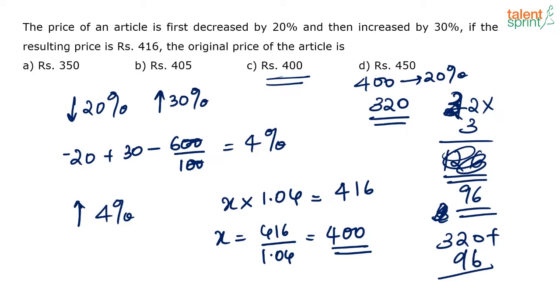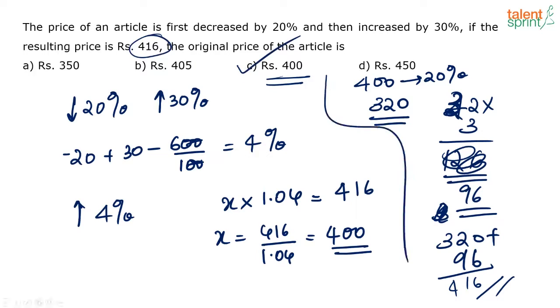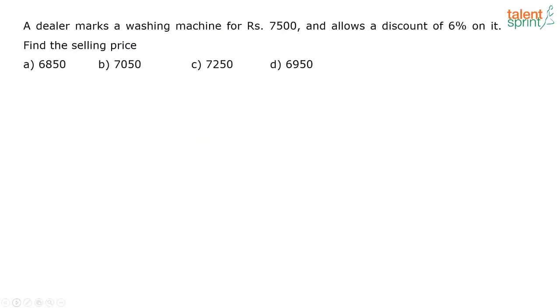10% of 320 is 32, and so 30% is nothing but 32 into 3, that is 96, correct, that is 30%. So what will be the new price? 320 plus 96, which again gives you 416, which is the value that is given in the question. So this is your correct answer. This is the other way in which you check with the options. Okay, hope it's clear. Next question.